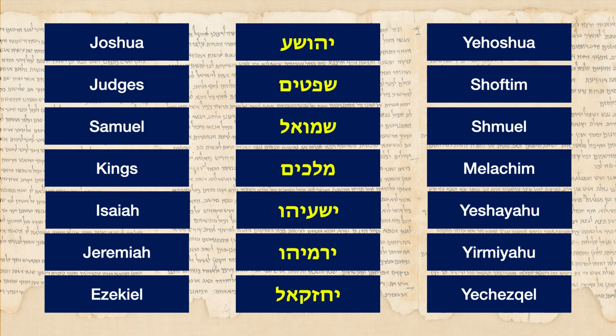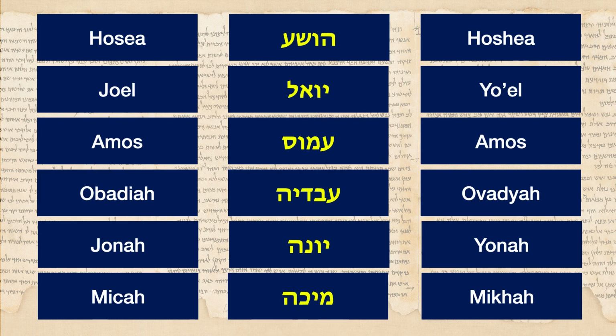Ezekiel is Yehezkel. That's a bit of a difficult pronunciation, because the letter Chet is there. Yehezkel. Right. Hosea in English, in Hebrew it would be Hoshea. Joel is Yoel. There is no va, I'm sorry. Joel is Yoel.